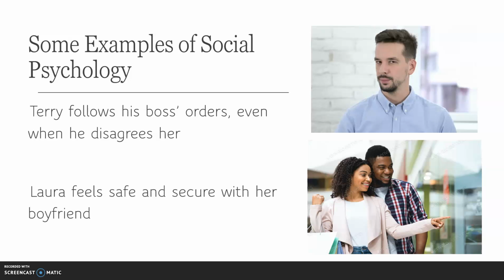So these are all examples of social psychology. You can see that some are positive processes, such as here with Laura and her boyfriend, and some are negative, like when Erica called the server a bad name. So it can range from happy, nice things to negative things like aggression.